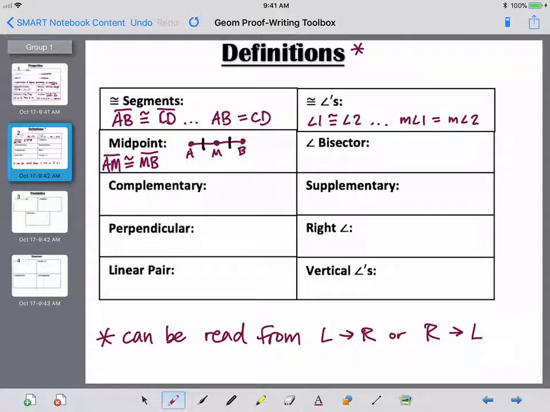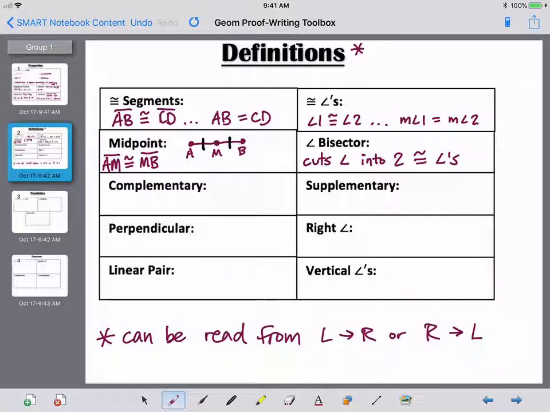So that's what the midpoint definition tells us. Angle bisector is very similar to that. So the angle bisector just cuts an angle into two congruent angles, or it makes two congruent angles.